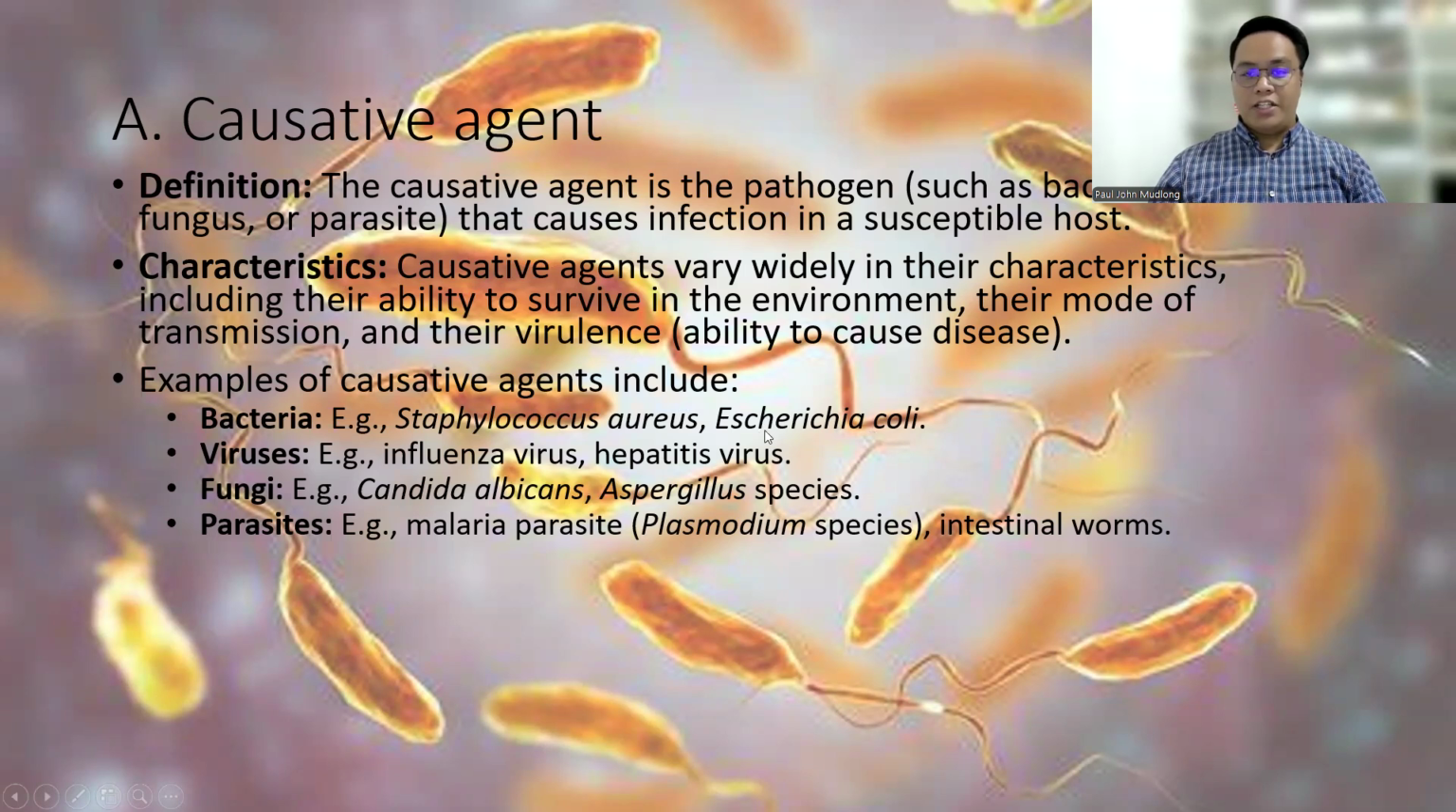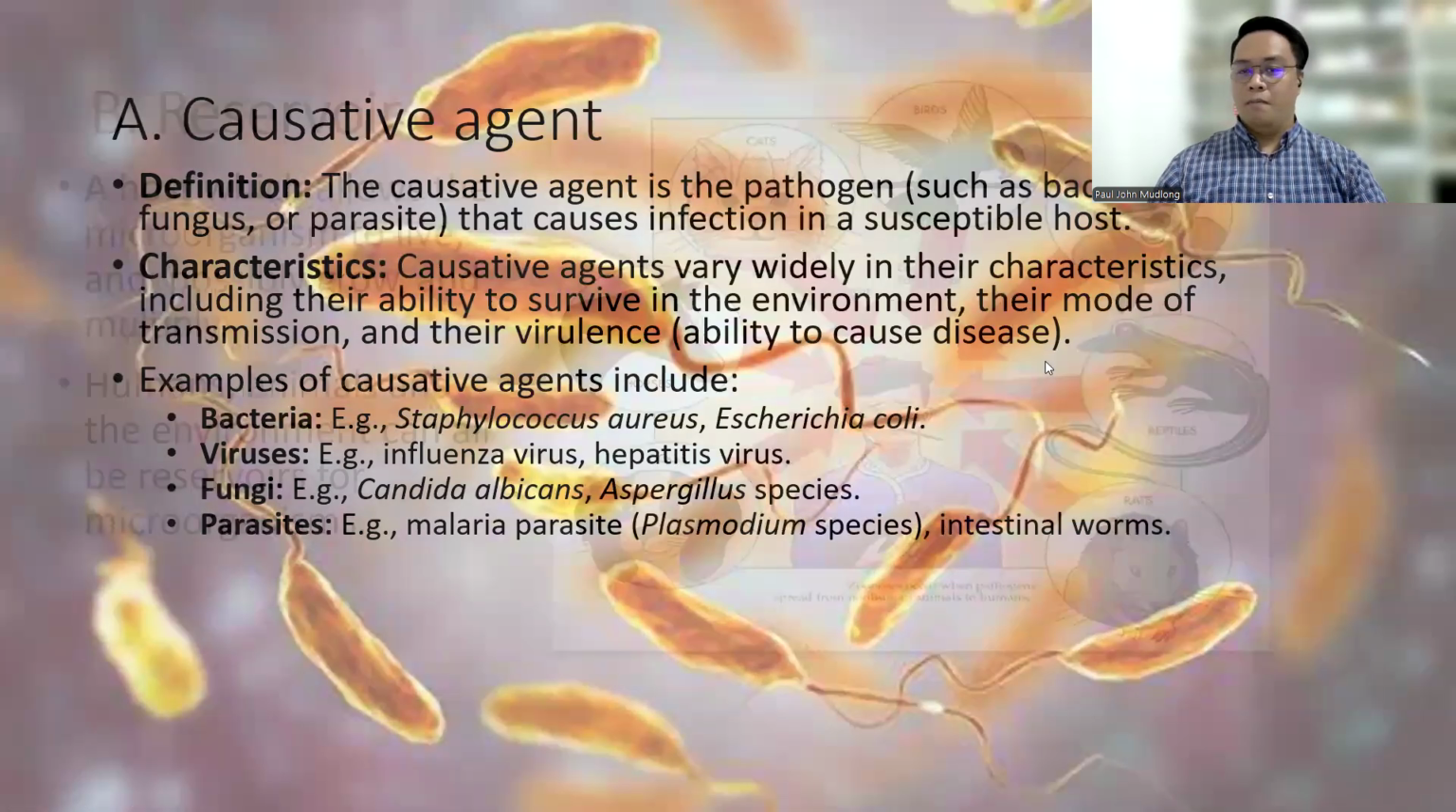Examples of causative agents include the bacteria Staphylococcus aureus and Escherichia coli. I'm not used to pronouncing it, so I'm just pronouncing it E. coli all the time. Viruses: influenza virus, hepatitis virus. Fungi: examples are Candida albicans and Aspergillus species. Parasites would be the malaria parasite and intestinal worms. Those are parasites.